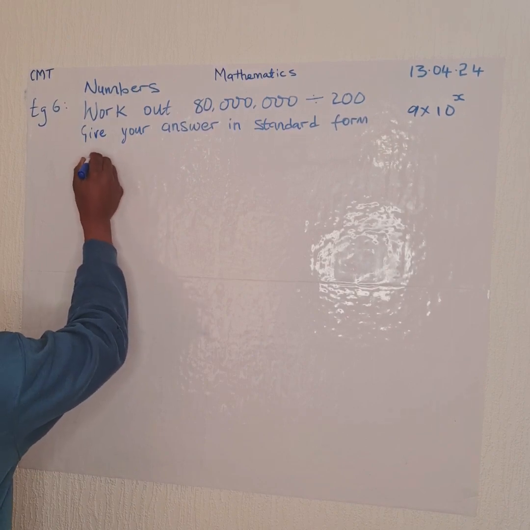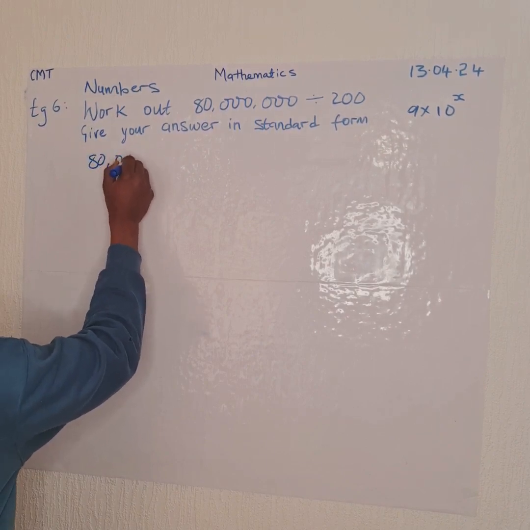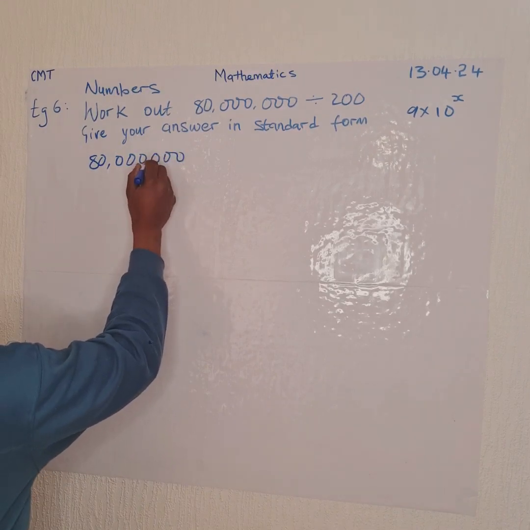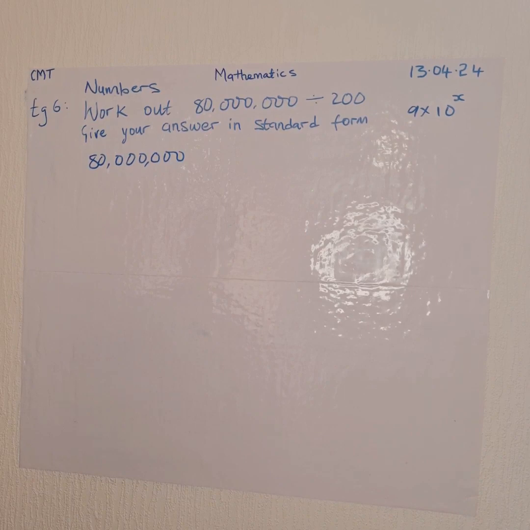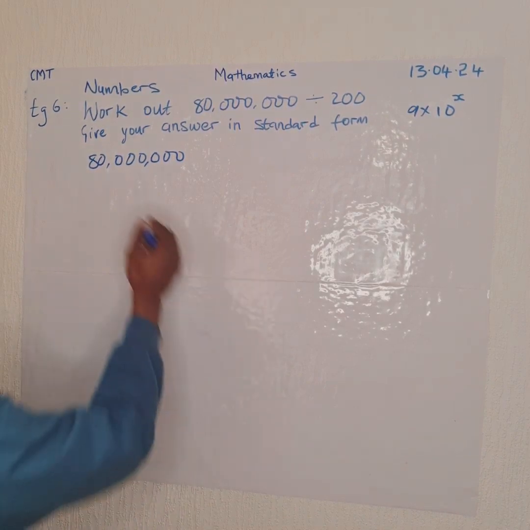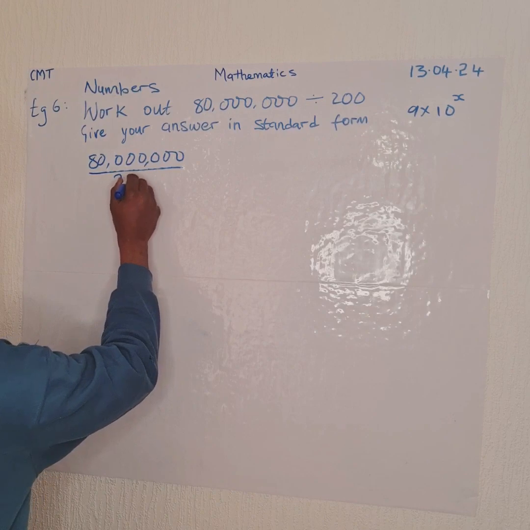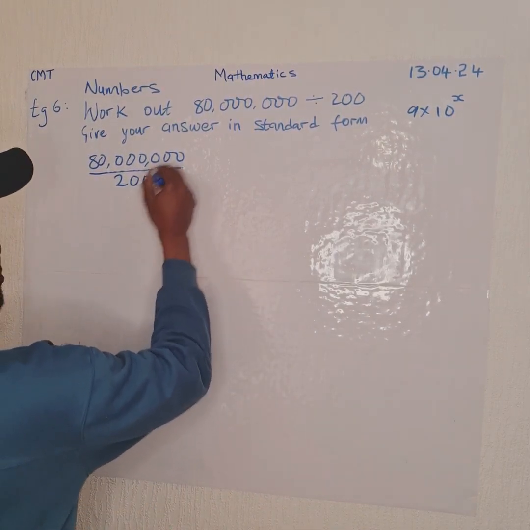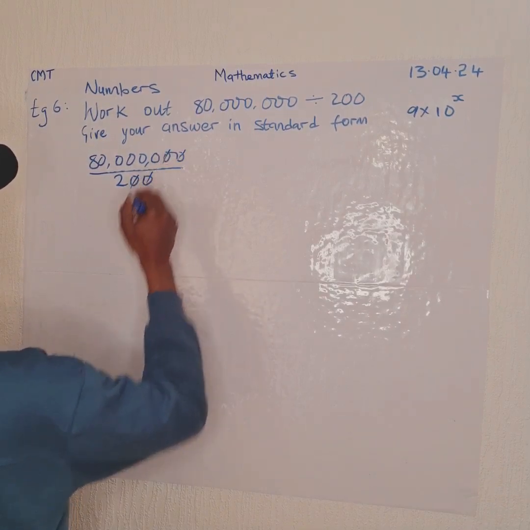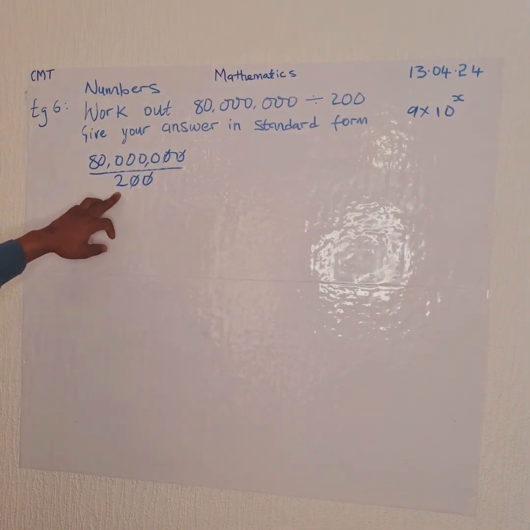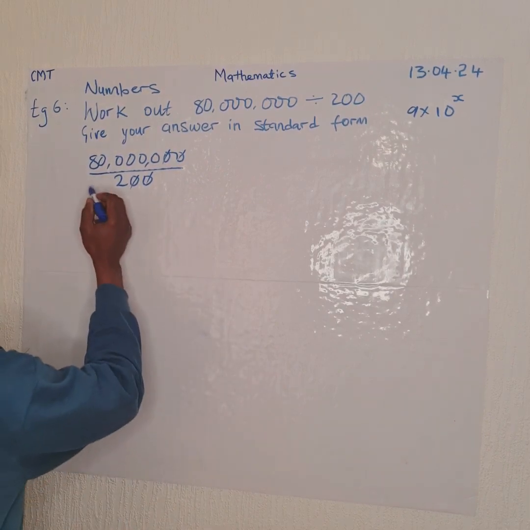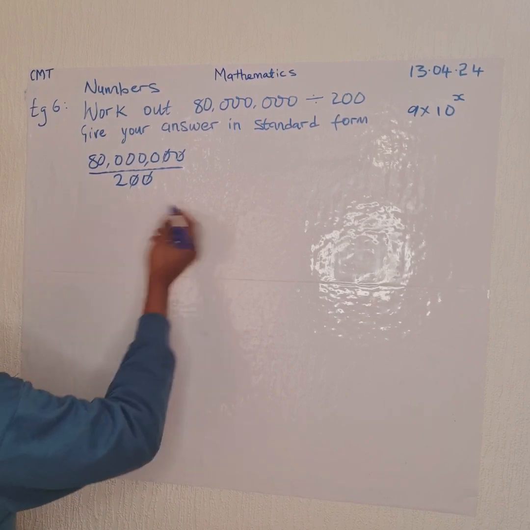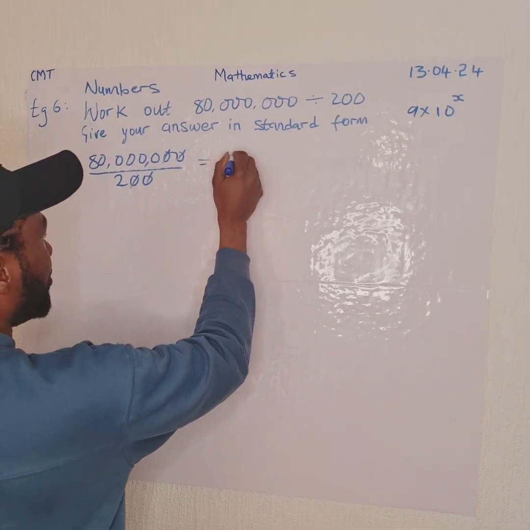Normally, if you want to divide 80 million by 200, start by cancelling out the zeros. And we're left with 2. 8 is the only integer here. Divided by 2, and we'll have 4. So we'll have 4.